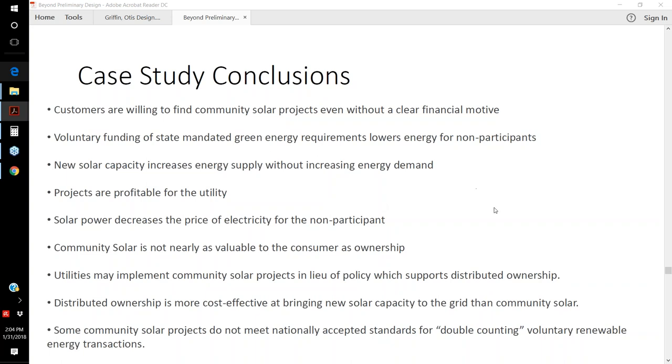And then also we see that community solar programs do not meet the nationally accepted standards against double counting. What I mean by that is when you participate in a Minnesota community solar program, Arcadia Power's community solar program, or in New York or Massachusetts, pretty much any of these programs, with the exception of Michigan or the BARC Virginia, which was similar to a portion of Michigan's program, in all those other case studies, the renewable energy credits go to the utility.